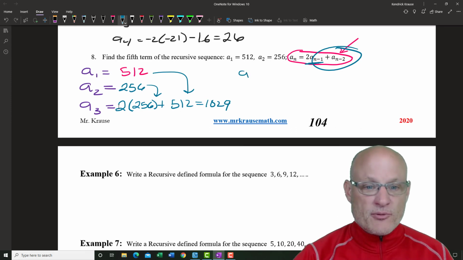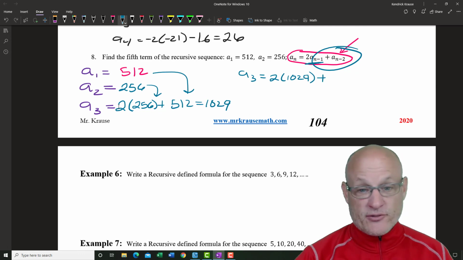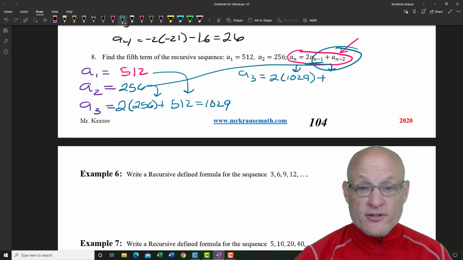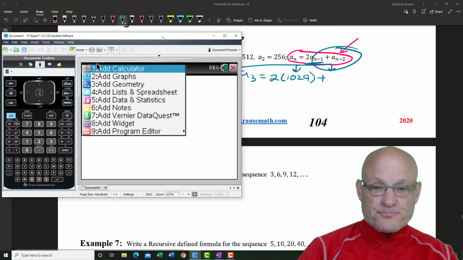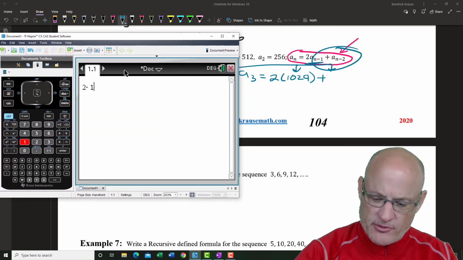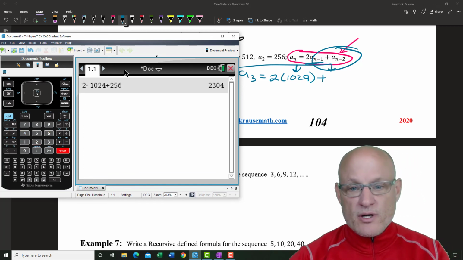Now let's do a sub 3. A sub 3 says take 2, multiply it by the previous term, which is 1024, and add in 2 previous terms. Now you got to be careful. If this is the previous term, then 2 previous terms would be this 256. So let's go to the calculator to help out a little bit. 2 times 1024 plus 256. Boom. 2304.